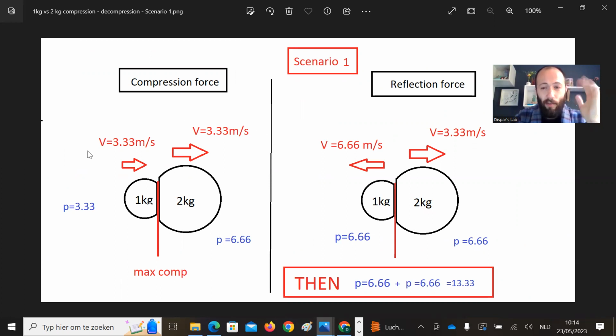Momentum is conserved. They're both moving at 3.33 meters per second. Then when they reflect, according to the equations, the prediction is that the 2 kilogram will eventually come out with 6.66 meters per second. And the 1 kilogram will go in the opposite direction with 3.33 meters per second.